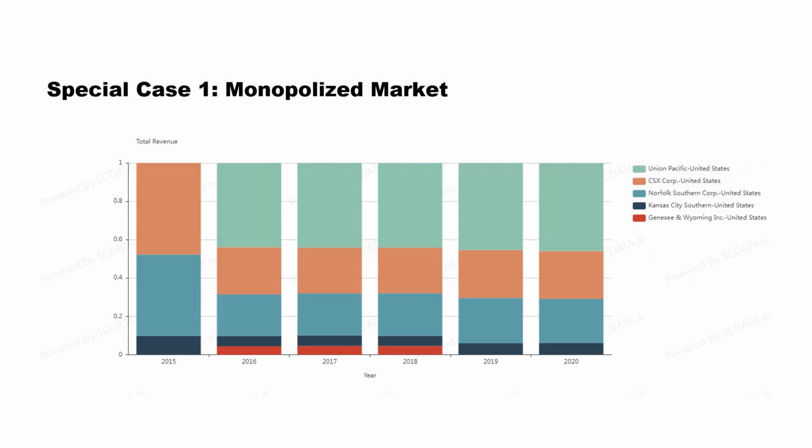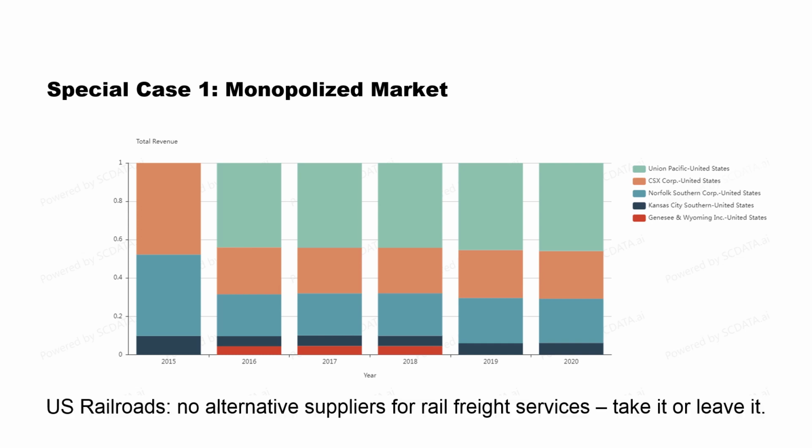First, we consider a special case, a monopolized market. As a buyer in this market, you have no power to negotiate. You can either take it or leave it. An example of a monopolized market is the U.S. railroads. There are 4 major railway companies in the U.S. Each covers a specific region, and thus there's no alternative suppliers for rail freight services. Right, so you can either take it or leave it.